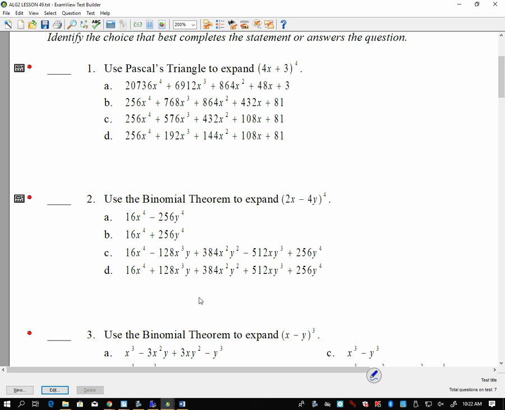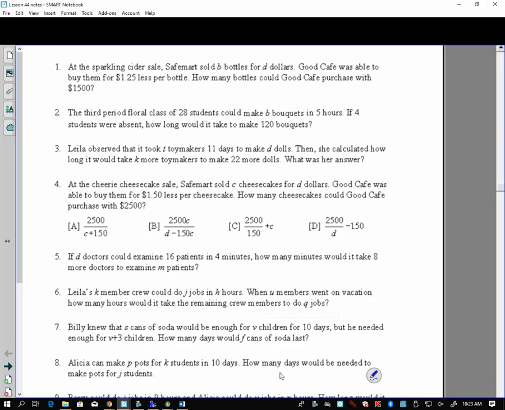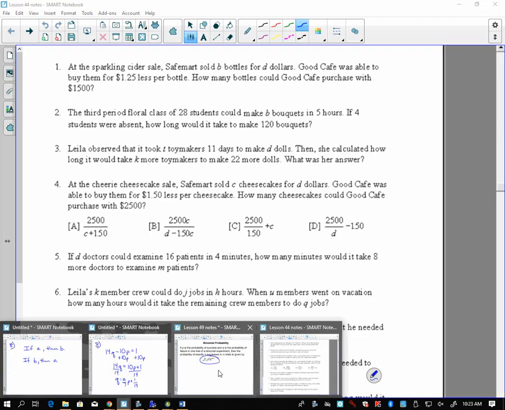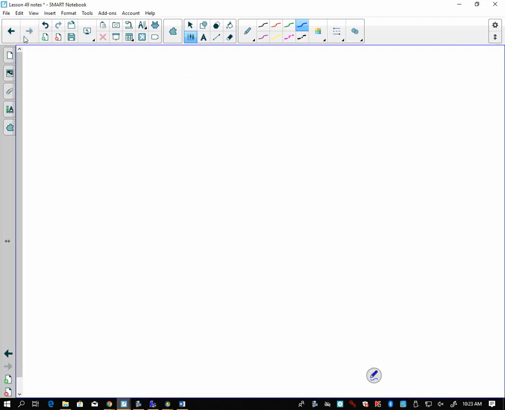It says 4x plus 3 to the 4th. Okay? So we're going to come over to a blank page. That's not what I want. Okay, what did it say? 4x plus 3 to the 4th. Okay, 4x plus 3 to the 4th.